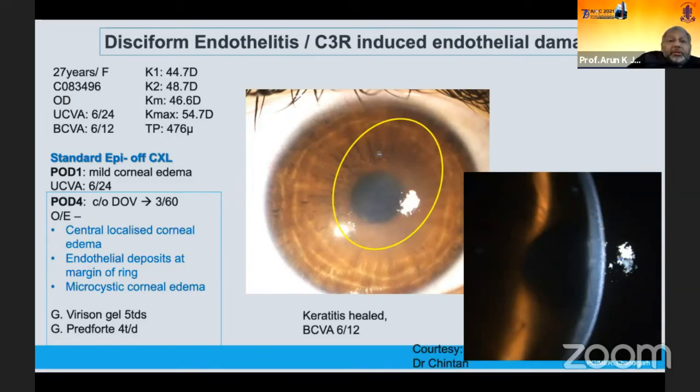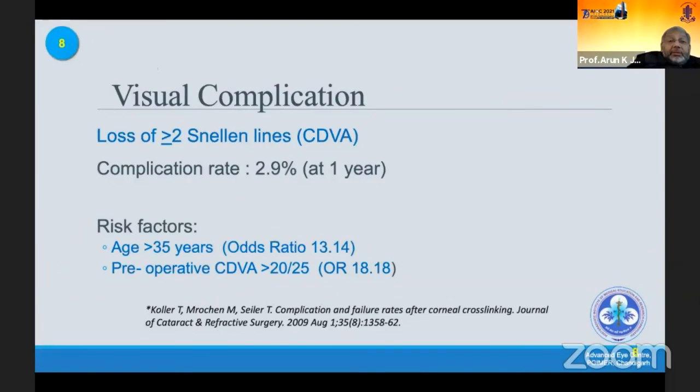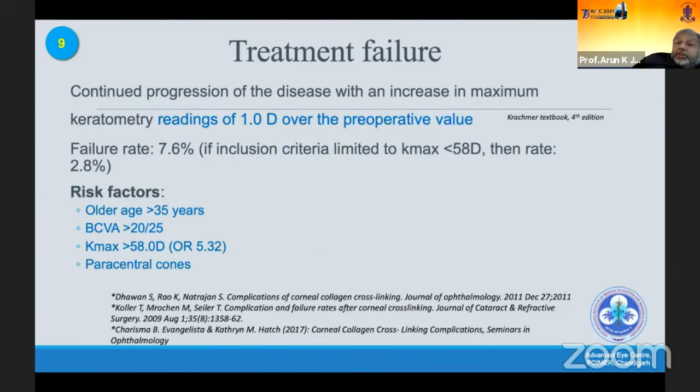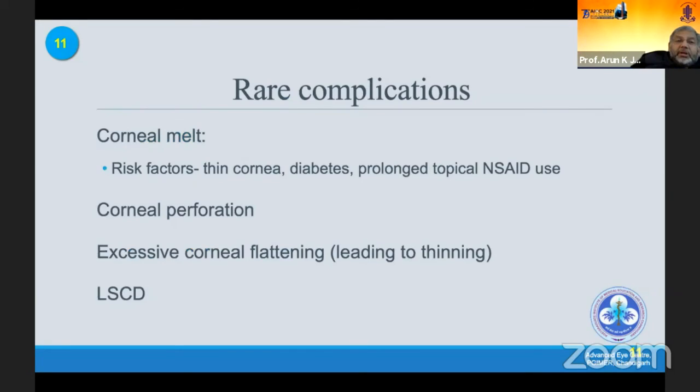And then there could be visual complications where there's a decrease in visual acuity by 2 lines. Again, the risk factors are older age group and best corrected vision better than 20/25 preoperatively, and there could be treatment failure of C3R, especially in older people where the Kmax is more than 58 diopters, and especially where the cones are paracentral. And the rare complications are corneal melt or corneal perforation, excessive corneal flattening, or limbal stem cell deficiency.